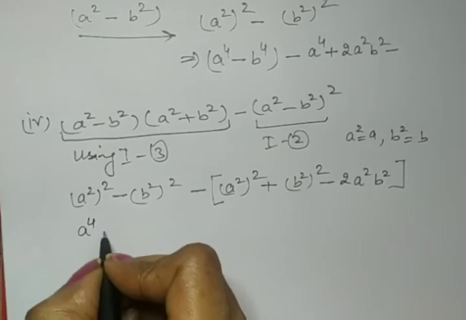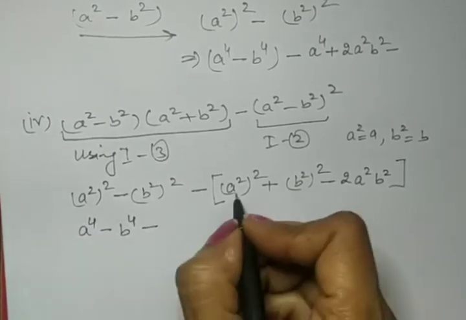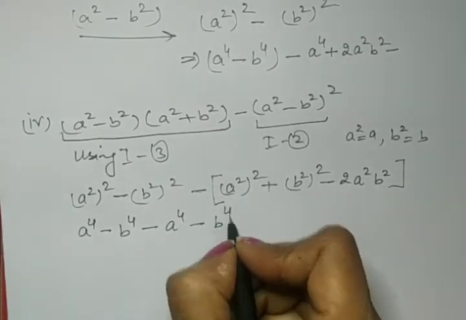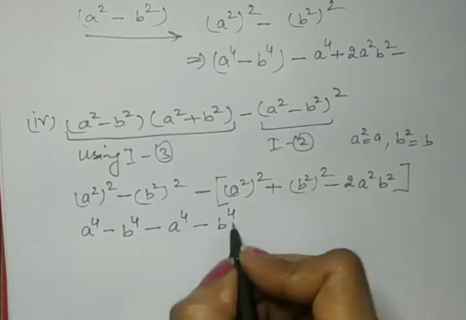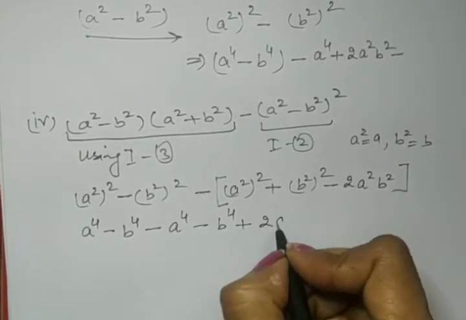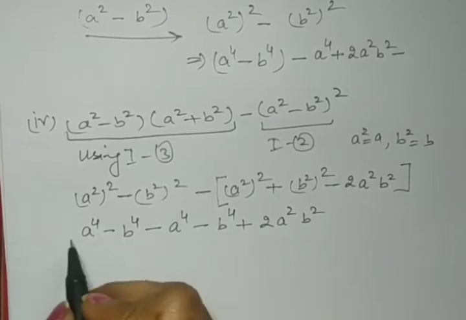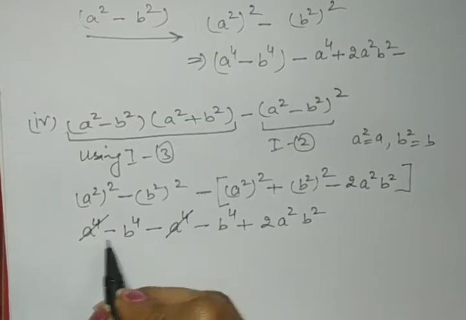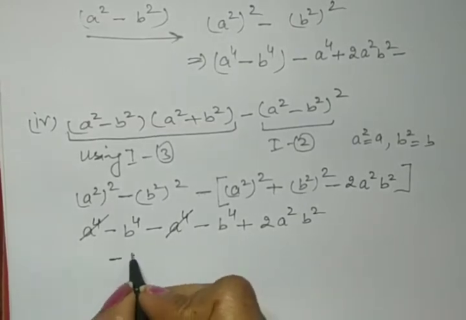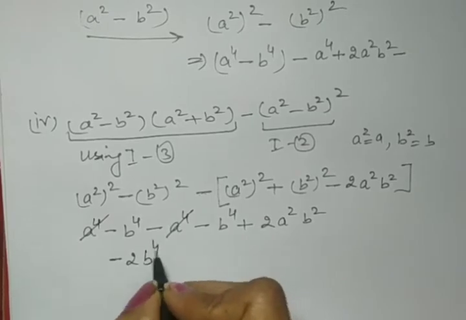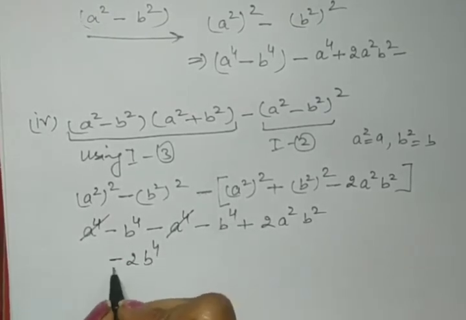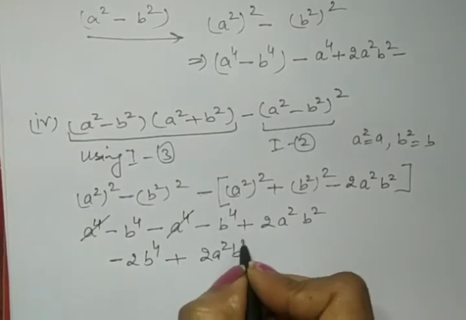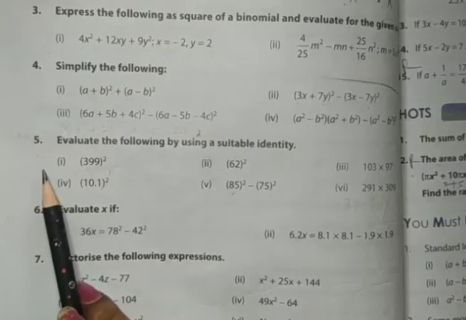We get a raised to the power 4 minus b raised to the power 4 minus a raised to the power 4 minus plus minus, that is b raised to the power 4 minus minus plus, we get 2a square b square plus a raised to the power 4 minus a raised to the power 4, cross it, we get minus 2 b raised to the power 4 minus b raised to the power 4 minus b raised to the power 4, we get minus 2 b raised to the power 4 plus 2a square b square, and this is the answer.